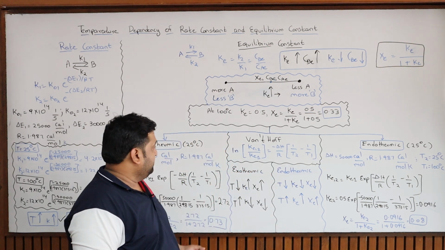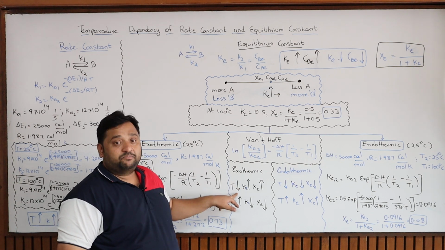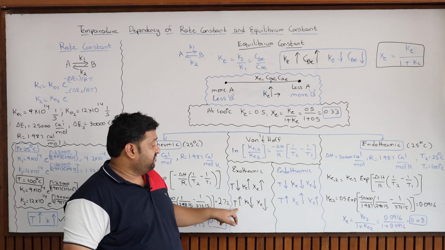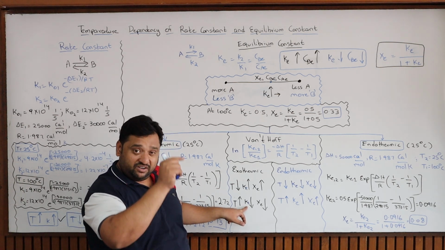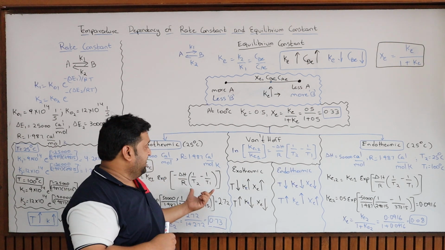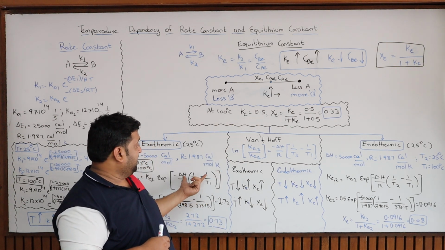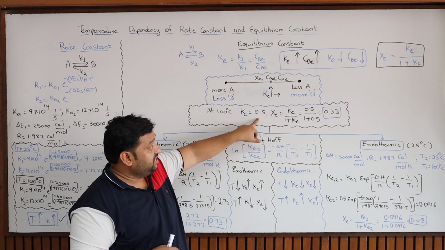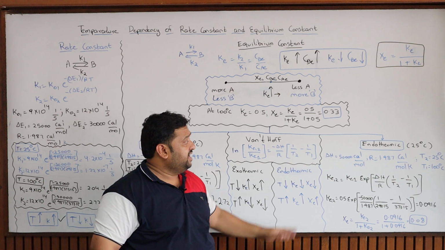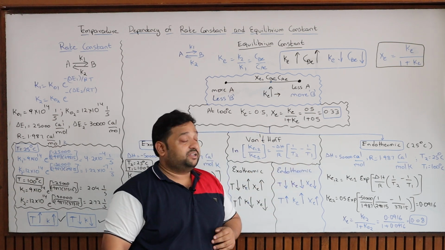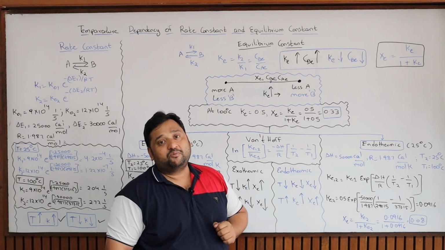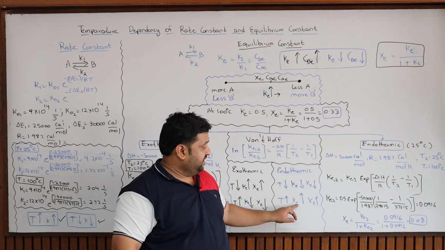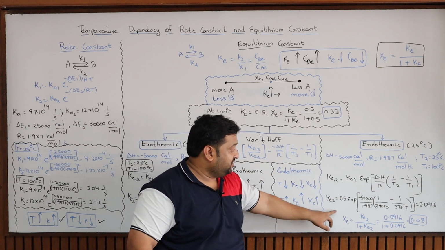In a very simple sense, for exothermic reactions, if I decrease the temperature, the equilibrium constant rises, therefore the conversion rises. If the temperature is increased, the equilibrium constant will decrease and the conversion will decrease. By increasing the temperature, you can see the equilibrium constant has dropped and the conversion has dropped. For endothermic reactions, decreasing the temperature will decrease the equilibrium constant, and so the conversion will drop. That is what we have seen. And if you increase the temperature, the equilibrium constant will increase, so the conversion will increase.